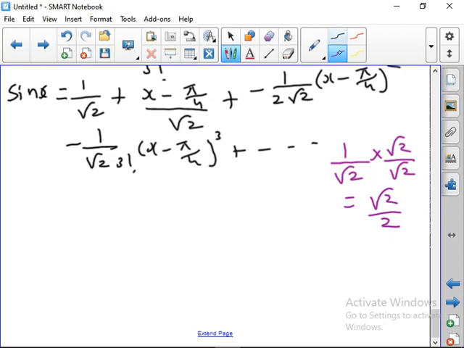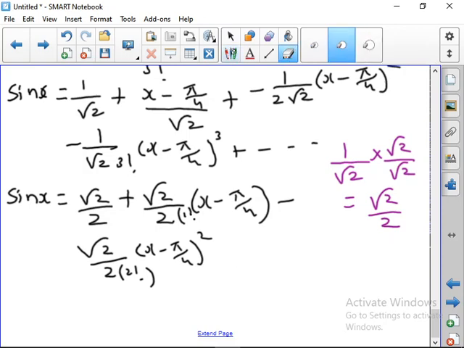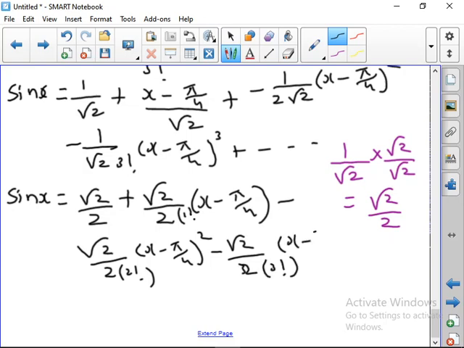Therefore, we can write this as sin x is equal to root 2 by 2 plus root 2 by 2 into x minus pi by 4, minus, since 1 by root 2 we are writing as root 2 by 2, root 2 by 2 into 2 factorial into x minus pi by 4 the whole square, then not plus, it is minus, so minus root 2 by 2 into 3 factorial into x minus pi by 4 the whole cube plus etc.